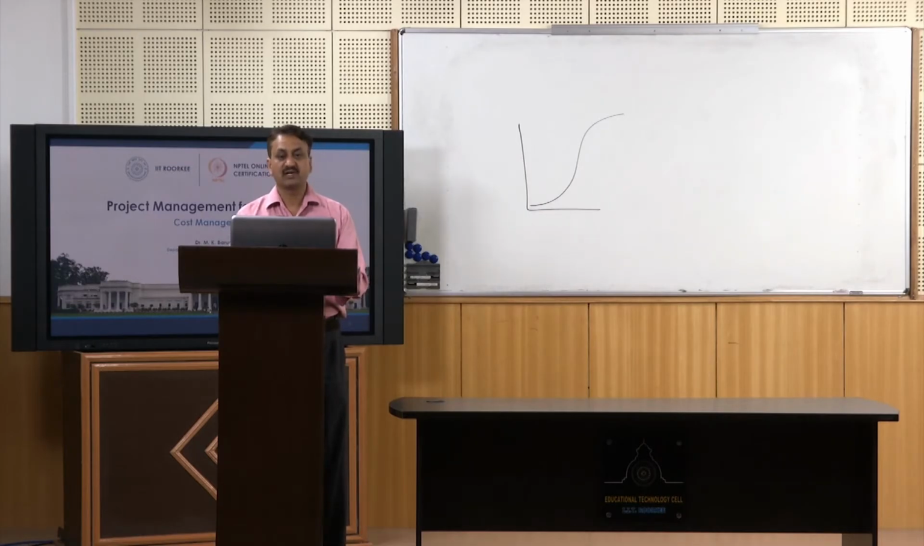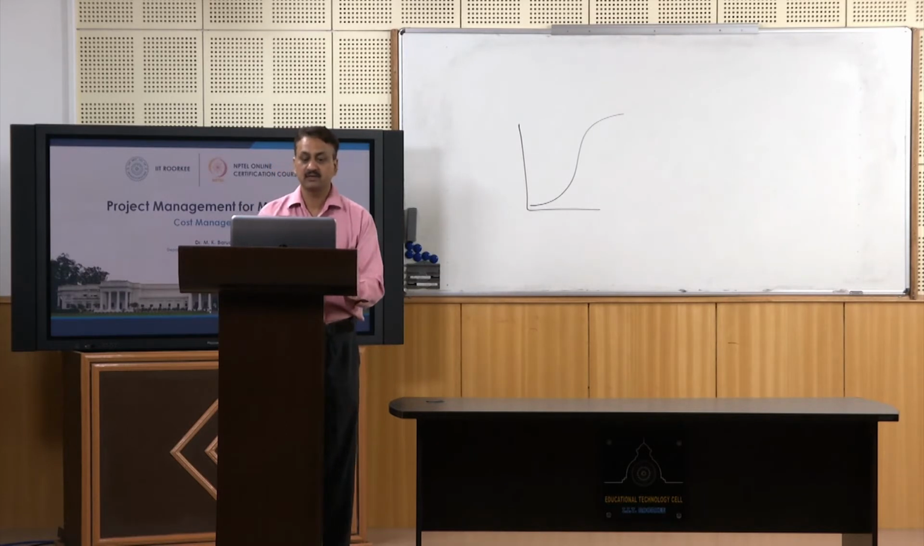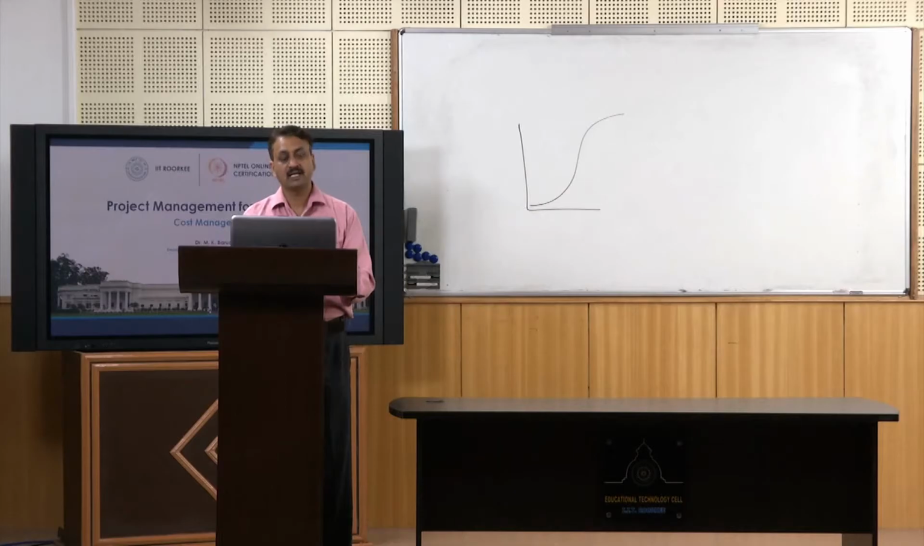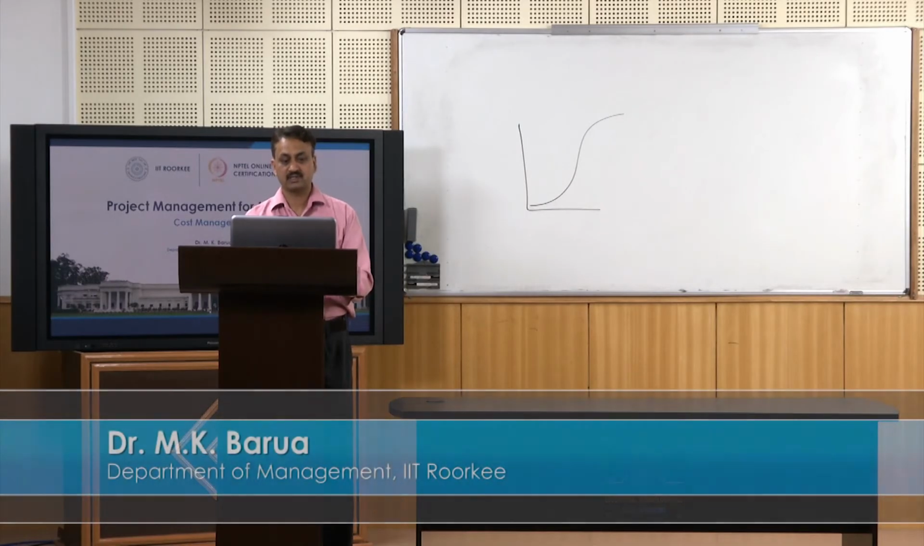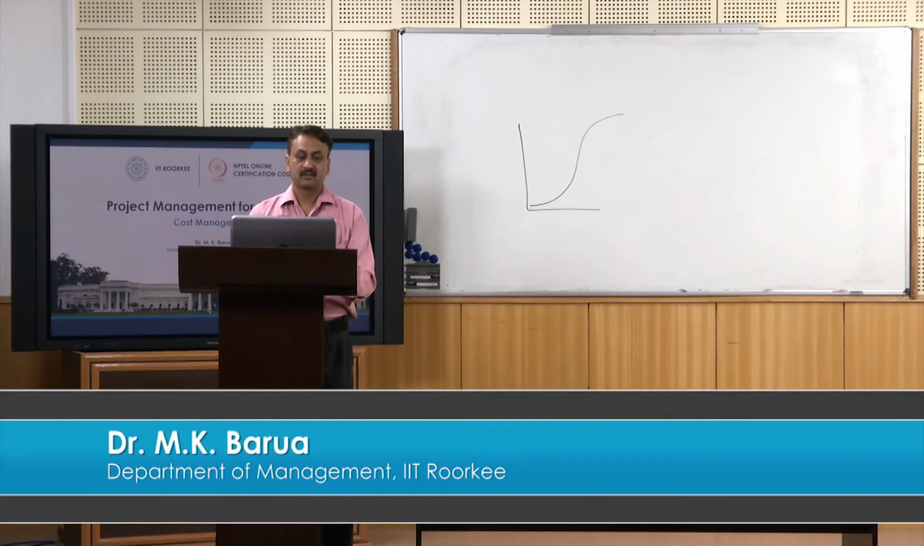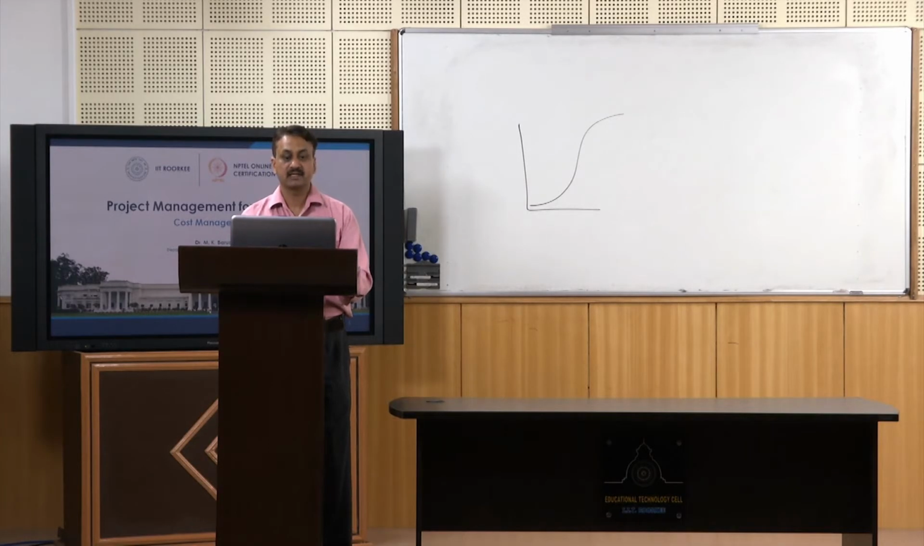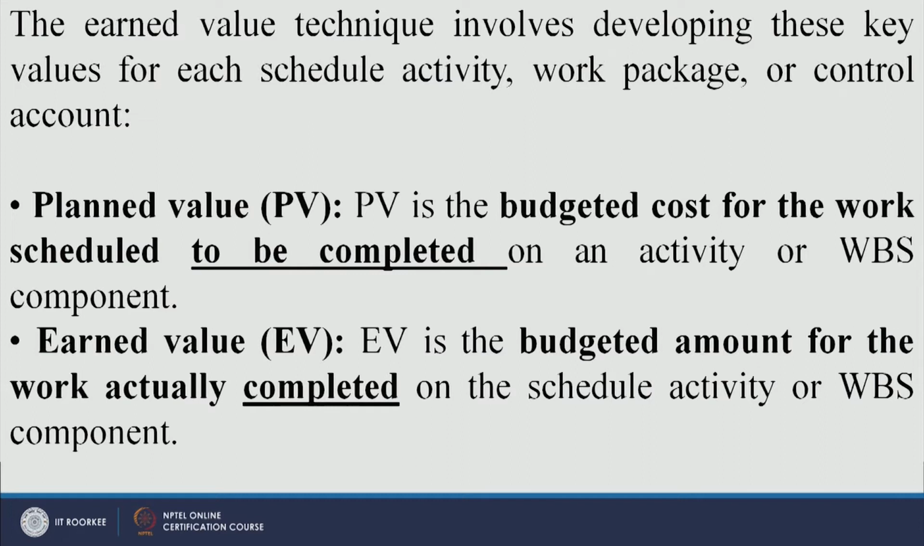Then you have performance measurement analysis. There is a very famous technique called earned value management, or earned value technique. So we need to find out the reasons for variation in time as well as cost of the project. Let us look at a couple of definitions related to the earned value technique. There is something called planned value. Planned value is the budgeted cost for the work scheduled to be done.